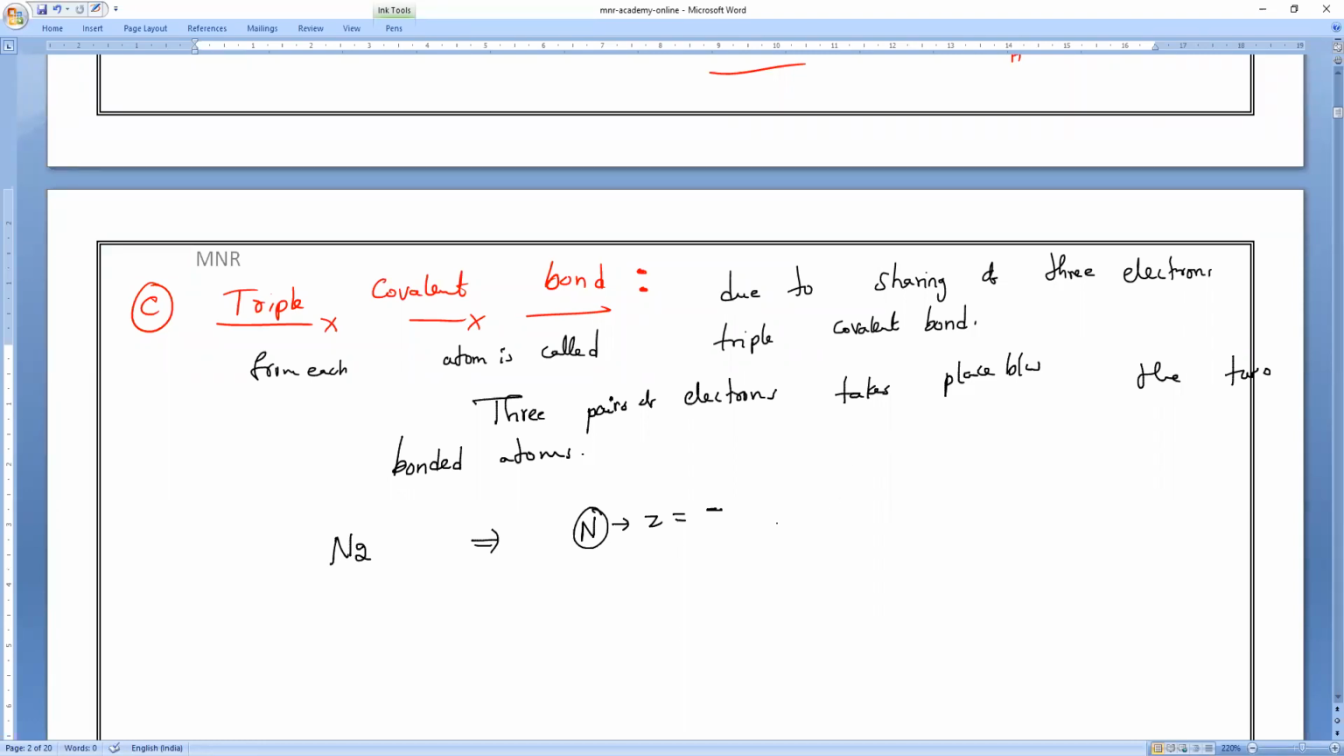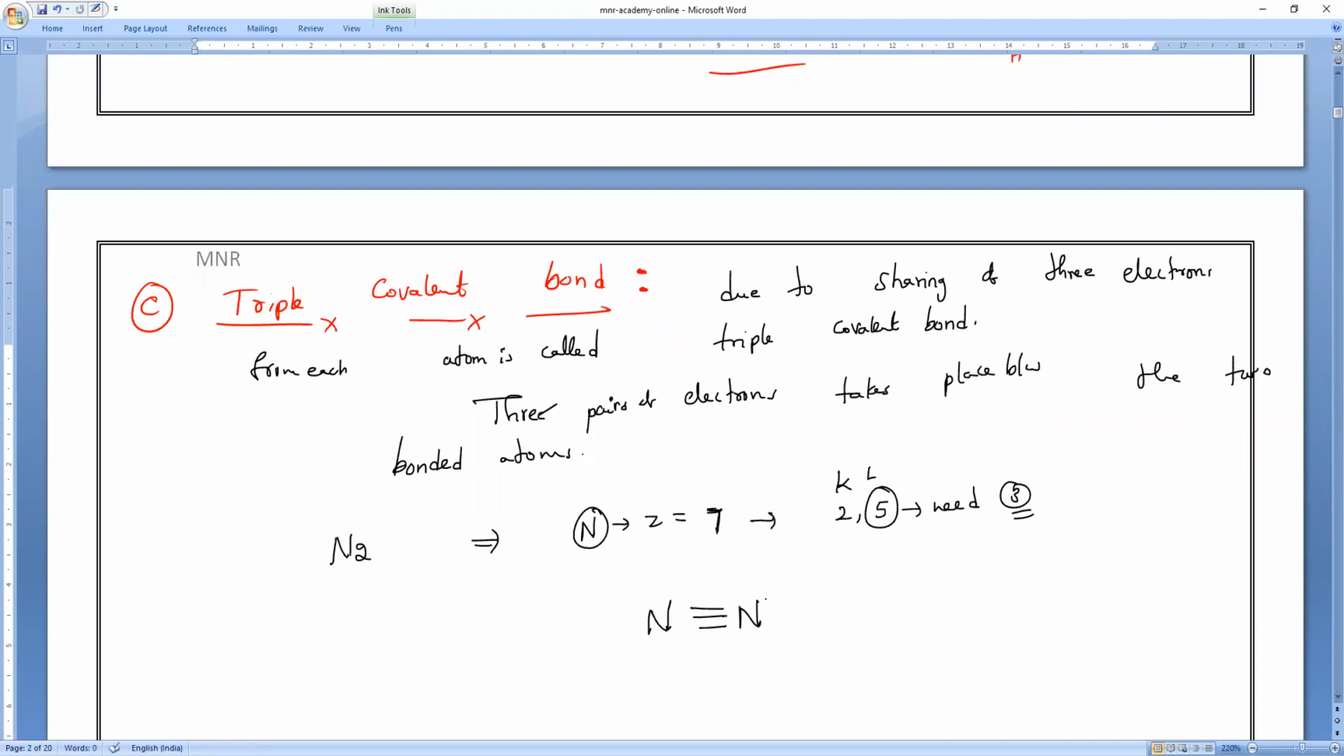So nitrogen is 7. So what is the electronic configuration? All of you. 2, 5. So to become stable in nature, how many electrons does it need? It needs 3 electrons. So they will combine. Each nitrogen atom will share 3 electrons so that they'll become stable in nature. Do you all understand, everybody? Yes, please. All of you?